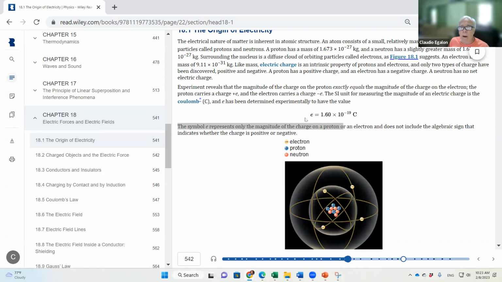What you have to know about this number, you don't have to memorize it. Sometimes it's difficult to memorize those numbers. But you have to know a very important thing: that's the lowest electric charge that you're going to find in nature, okay? You're not going to find an electric charge that's 0.8 times 10 to minus 19 coulombs. You're not going to find anything like that.